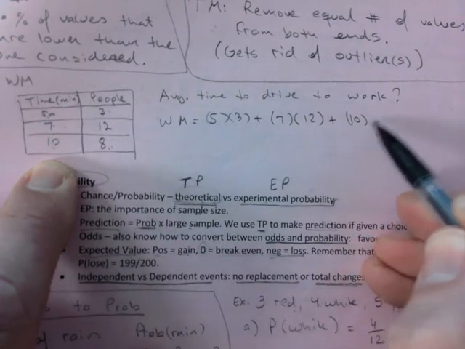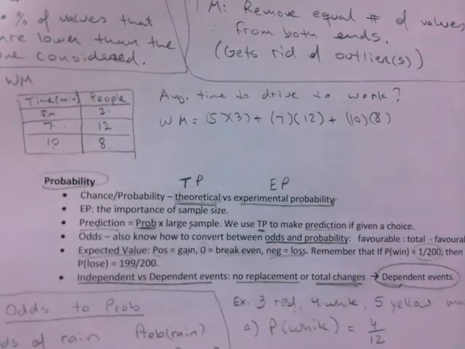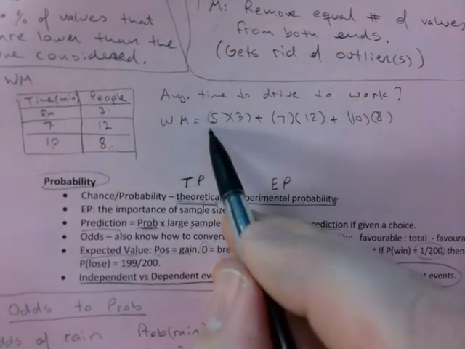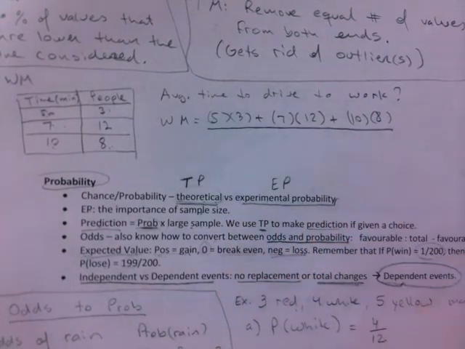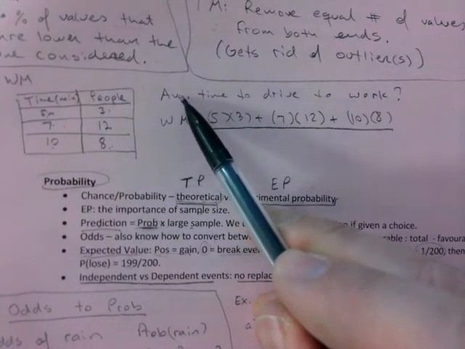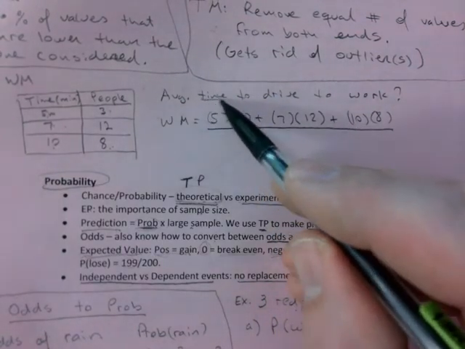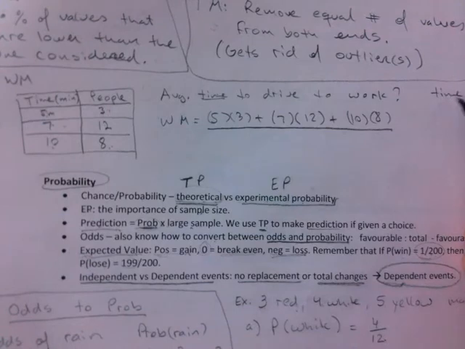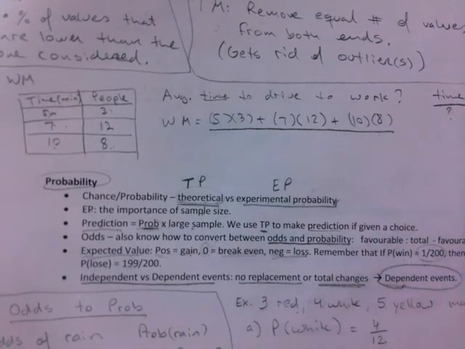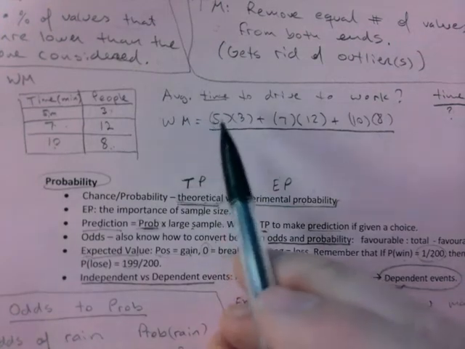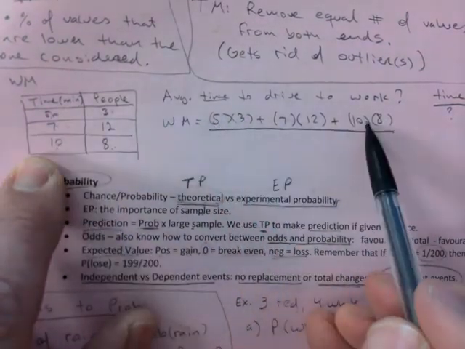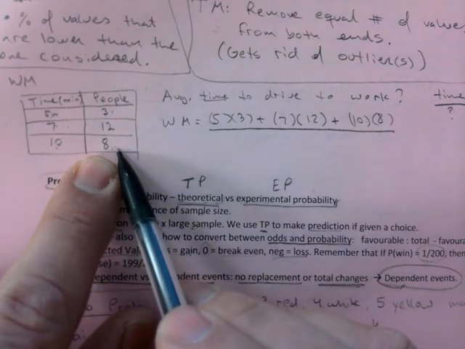So this is obviously a short little question. You multiply every row and then you add those results up. And then you have to divide by a certain number. And notice what the question is saying: the average time to drive to work, right? Because it's saying time, we want time at the top. So we want to divide by the number of people.